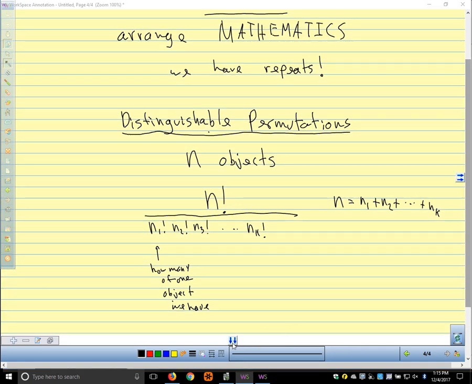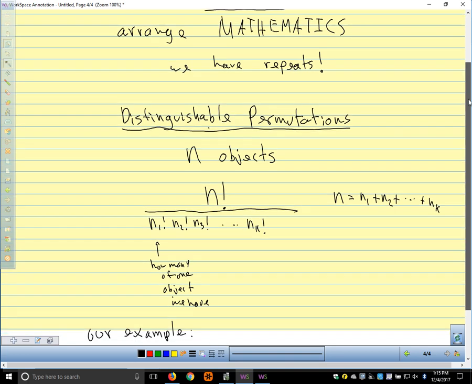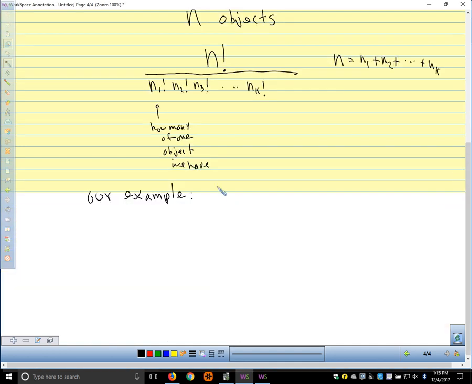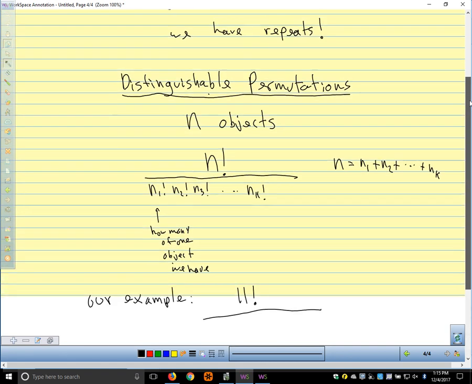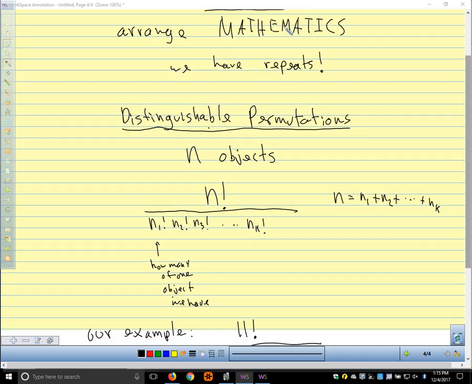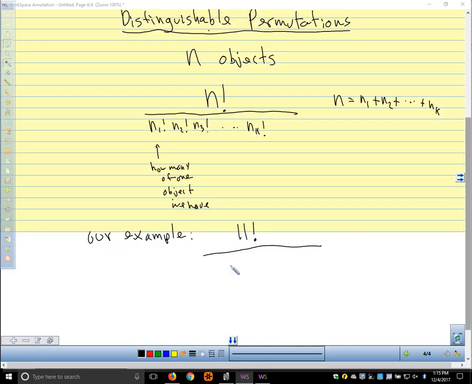So in our example, how many total letters do we have? Just counting them all up, 11, right? So we would have 11 factorial divided by, we want to get rid of the arrangements where the M's switch order. Well, we have two m's, so we're going to divide by 2 factorial.